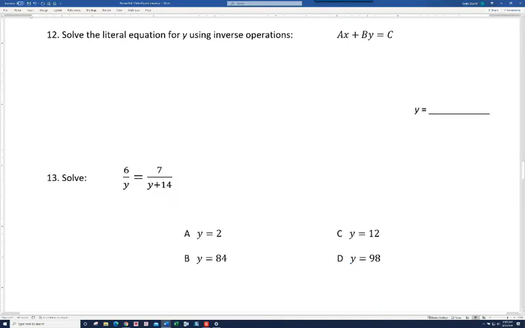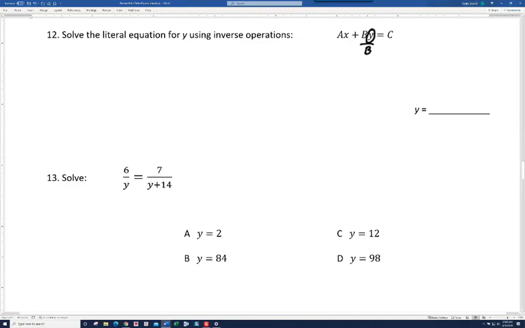Okay, so this is a similar problem. It says solve the literal equation for y by using inverse operations. So basically, sometimes I like to circle the letter that I'm trying to get all by itself. Notice that in order to get y all by itself, for one, I'm going to have to divide by b. And the other thing I'm going to have to do, I need to get rid of this ax term. I would have to subtract ax from both sides to get rid of that term.